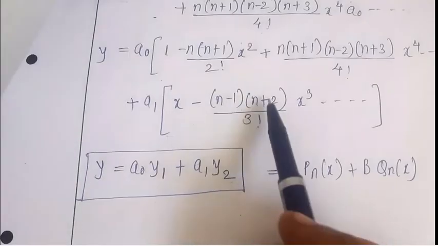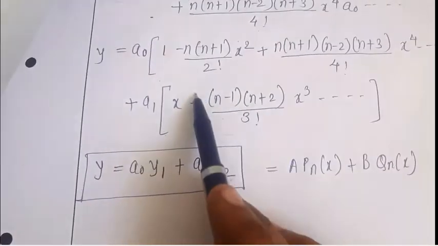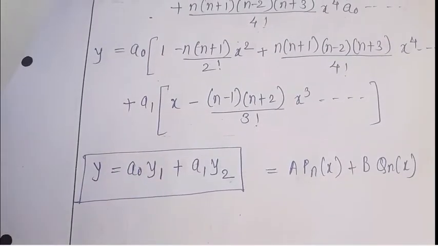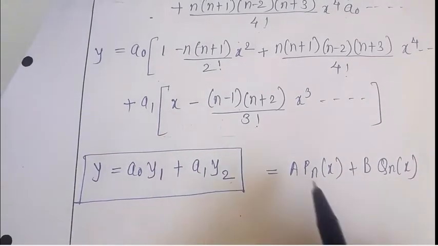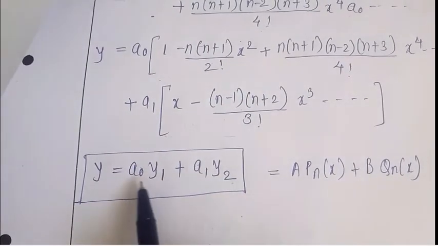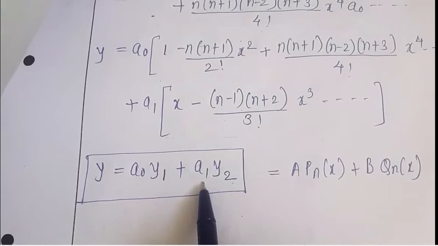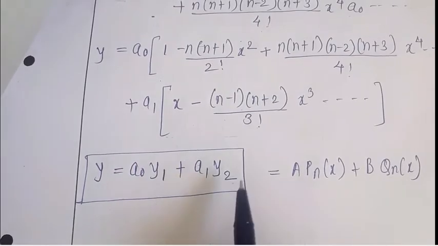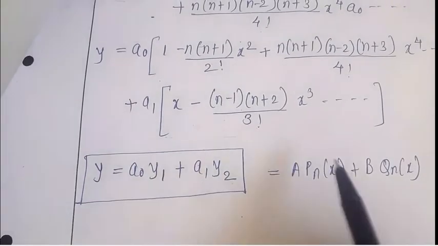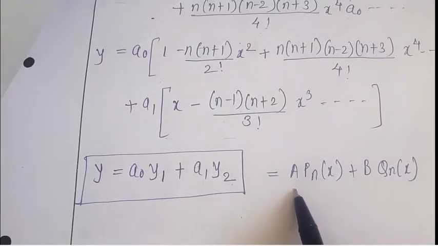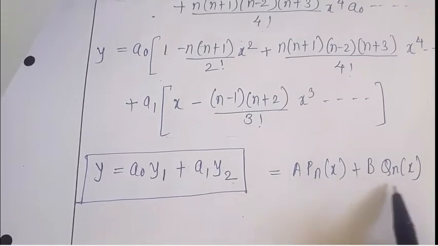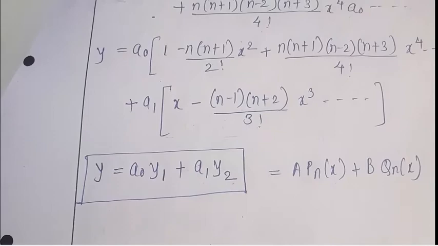If we simplify the first and second brackets further, after substituting particular values of a0 and a1, we obtain the solution in terms of Legendre's function, which is a into Pn of x plus b into Qn of x.